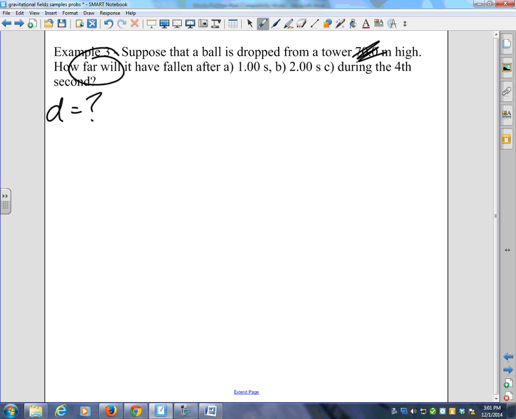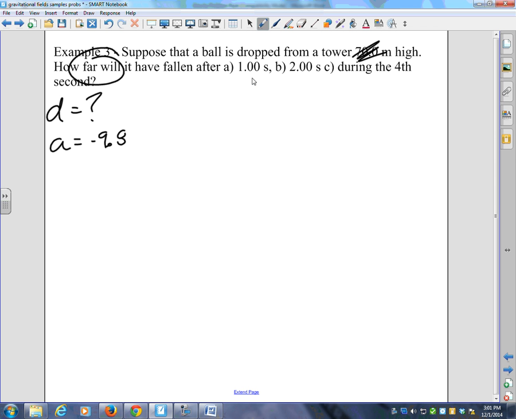Occasionally you're going to have questions like this. If you're doing a real problem at home, you might take a measurement that you don't need. What's the one thing that's not given that you do need? Acceleration. I'm not so worried about how fast a ball drops in the tower. You have got the time.